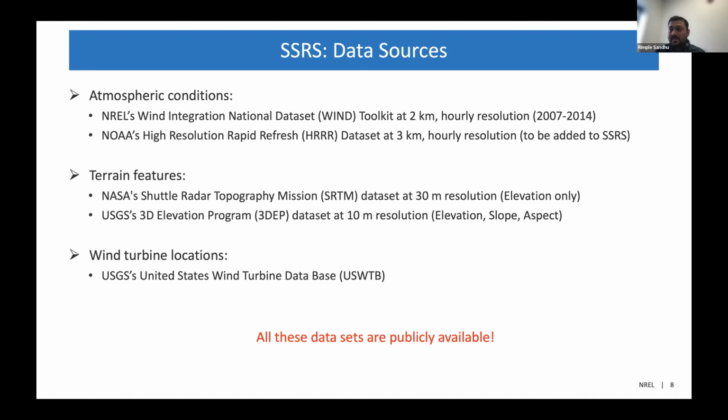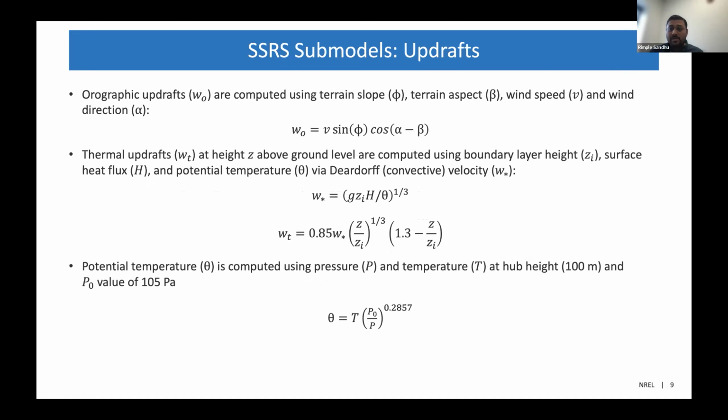For the updraft models, I'm not going to go into detail; we already talked about them. Once we have terrain information and the wind conditions, we can estimate the orographic updrafts and the thermal updrafts. We're going to be updating these models based on what we mentioned earlier, so we'll have better models for estimating the updraft fields. But the idea here is you extract wind speed, wind direction, temperature, pressure, and boundary layer height, and then you can estimate these updrafts.